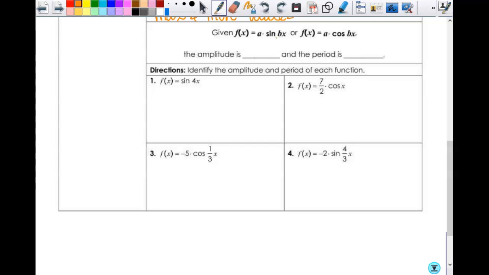If there's a negative out front, it has nothing to do with the amplitude. If there's a negative in front of the a, what does that do? Reflect in the x-axis, exactly. So that means the amplitude, positive or negative, doesn't matter. We just want the positive version, so it's the absolute value of a.